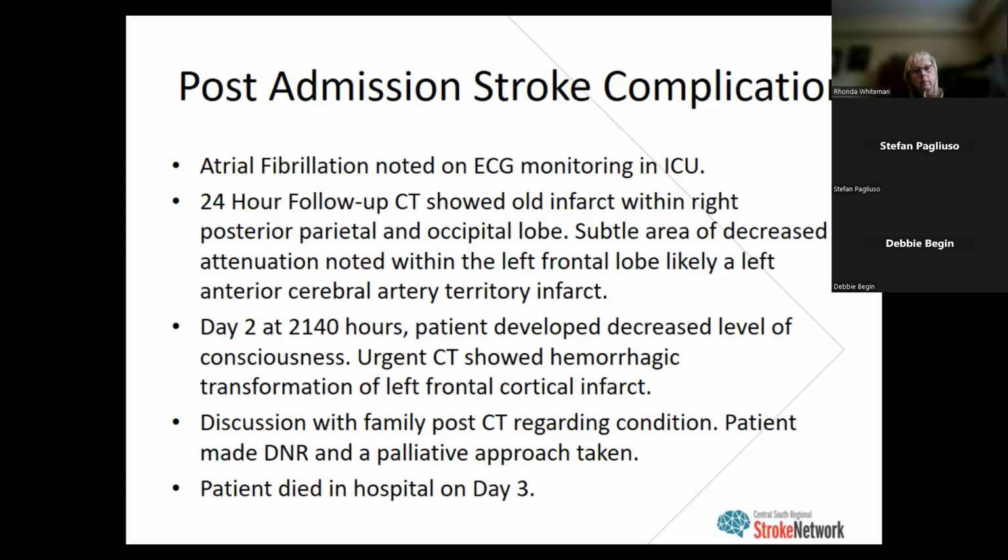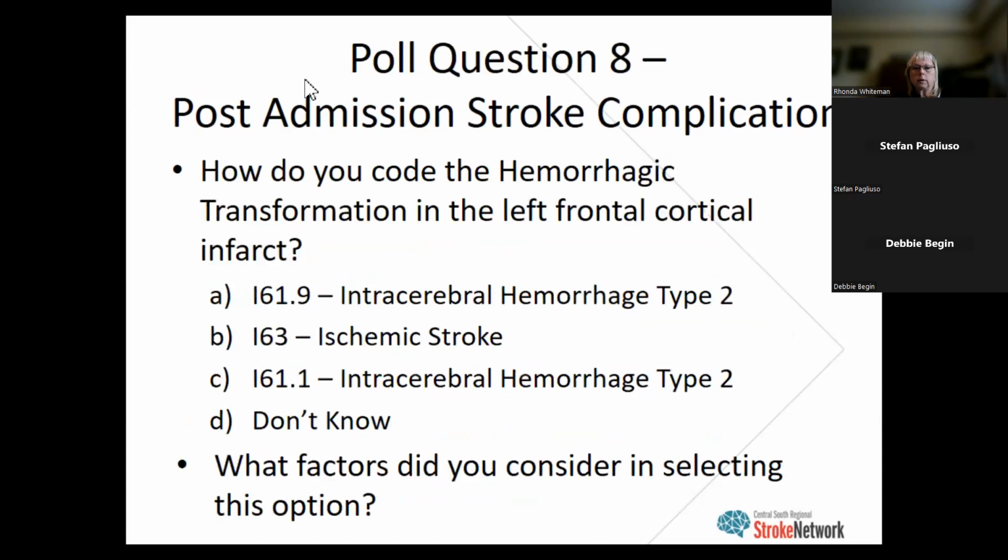So day 2 at 21:40, patient developed decreased level of consciousness, and an urgent CT showed there was a hemorrhagic transformation of the cortical infarct. There was a discussion with family post-CT regarding the patient's condition. Patient was made DNR, and a palliative approach to care was taken from then on, and patient passed away in hospital on day 3. Go ahead, Debbie. How would you code the hemorrhagic transformation from the infarct? And what factors do you consider?